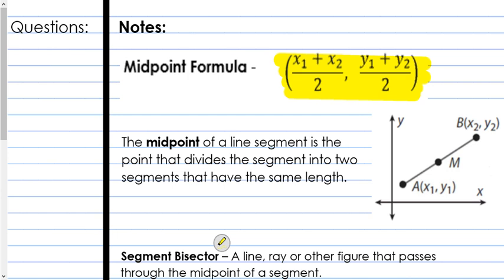The midpoint of a line segment is the point that divides the segment into two segments that have the same length. So when we're talking about midpoint, it cuts the line segment into two equal pieces. Whatever one piece is, the other piece is as well. It truly means the middle.